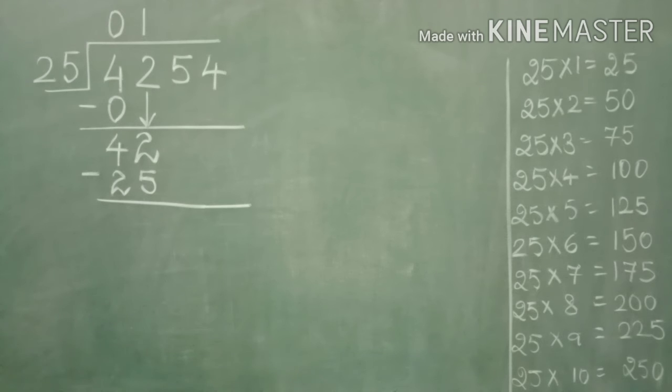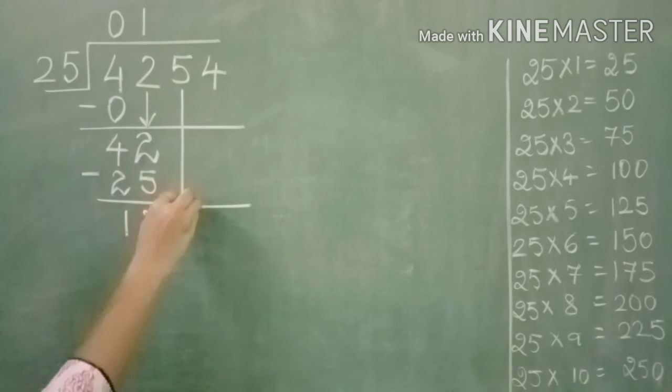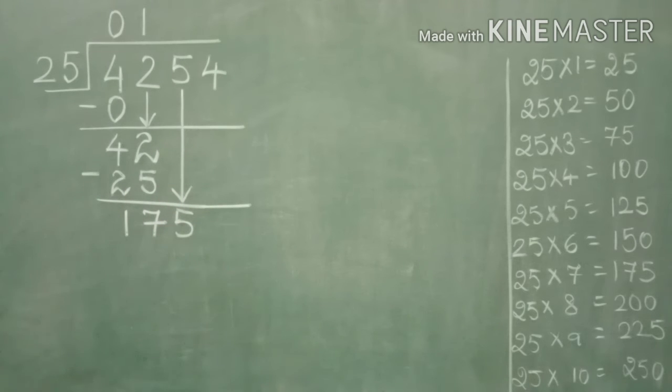This has to be done directly or mentally. 42 minus 25, answer will come as 17, right? Now we have to take the next number, that is 5. We have to draw an arrow and write the number 5. If you can see it very clearly over here, we got the answer perfectly as 25 sevens is 175.